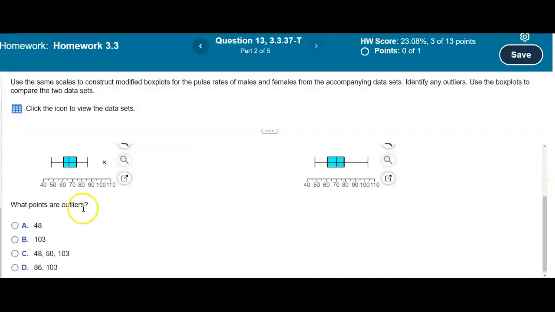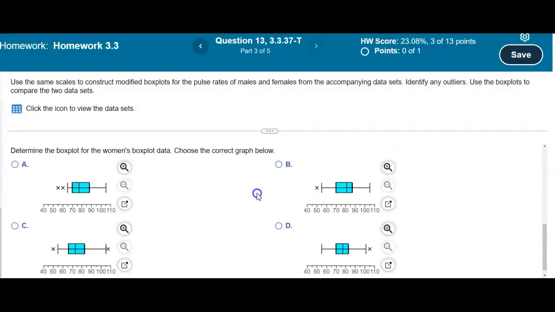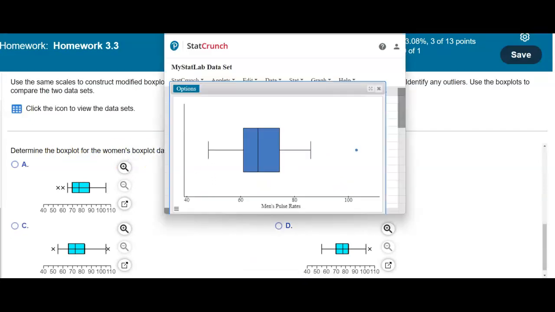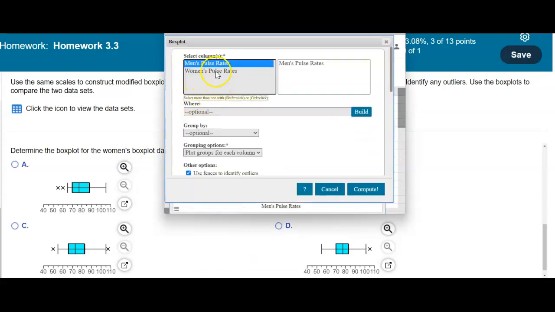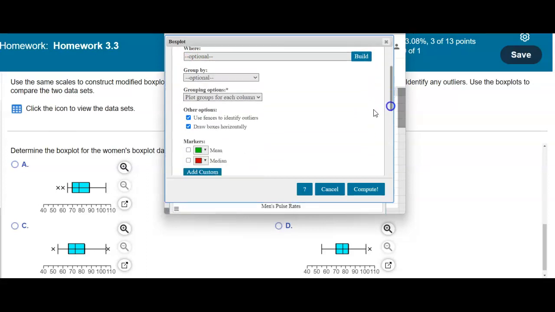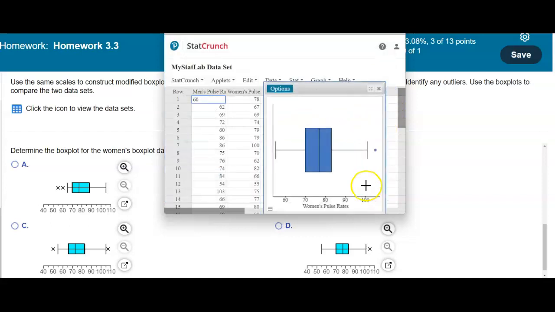Now it says, what points are the outliers? Well, we only have one of them, which was 103. So we're going to select B. Now we want to determine the box plot for the women's pulse rate data. So let's go ahead and edit, and now we're going to choose women's pulse rates. We already have it selected to use the fences to identify outliers, and we're drawing boxes horizontally. And let's compute.